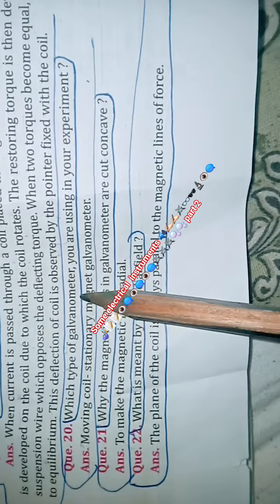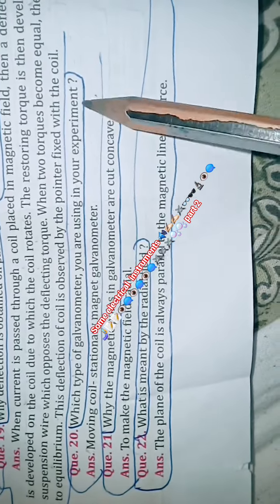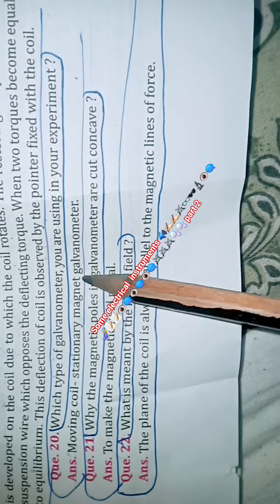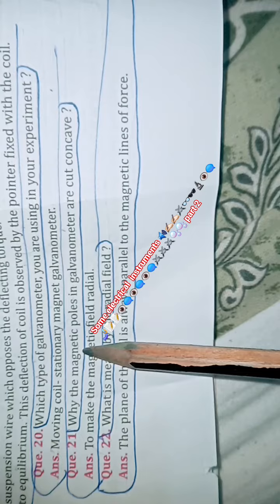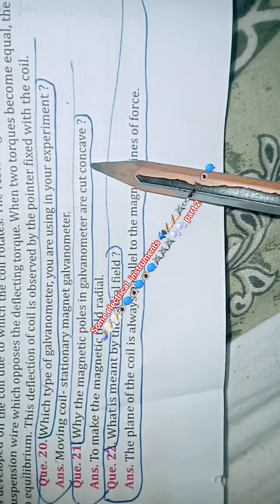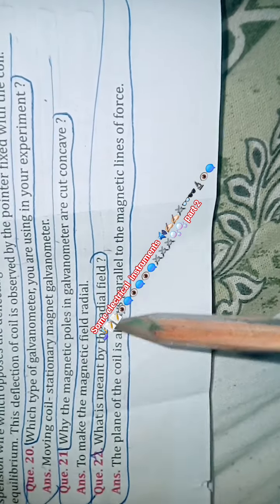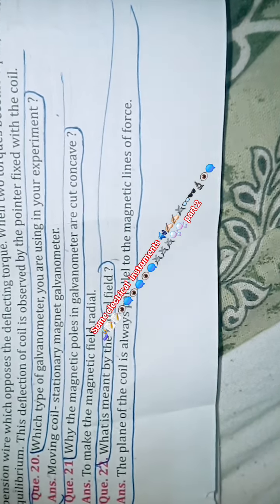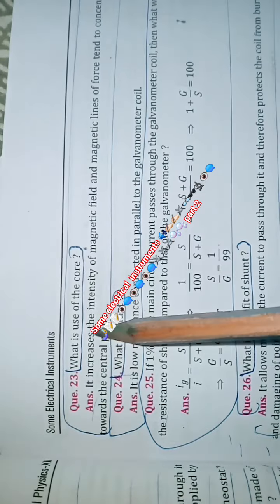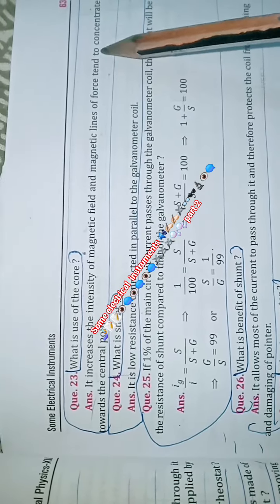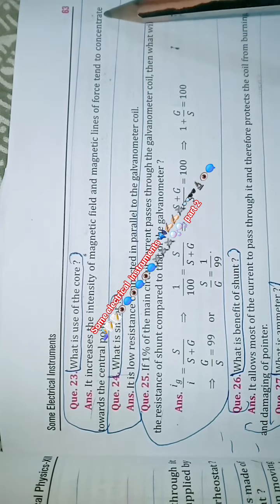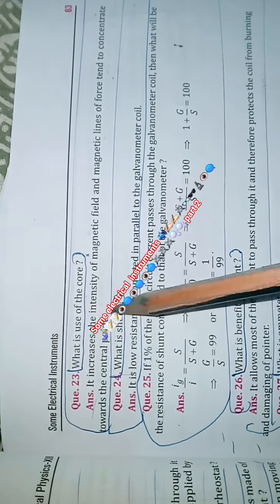Which type of galvanometer are you using in your experiment? Moving coil, stationary magnet galvanometer. Why are the magnetic poles in the galvanometer cut to give a magnetic field that is radial? What is meant by a radial field? The plane of the coil is always parallel to the magnetic lines of force. What is the use of the core? It increases the intensity of the magnetic field, and the magnetic lines of force tend to be concentrated towards its center.